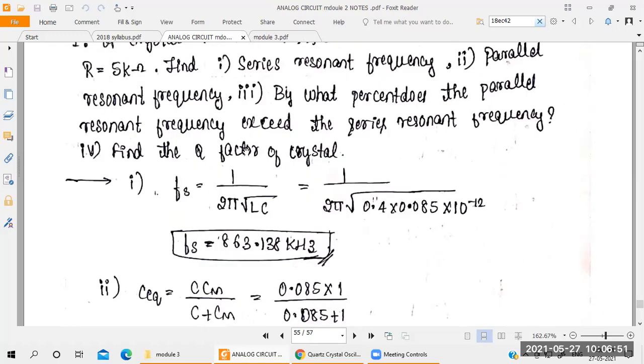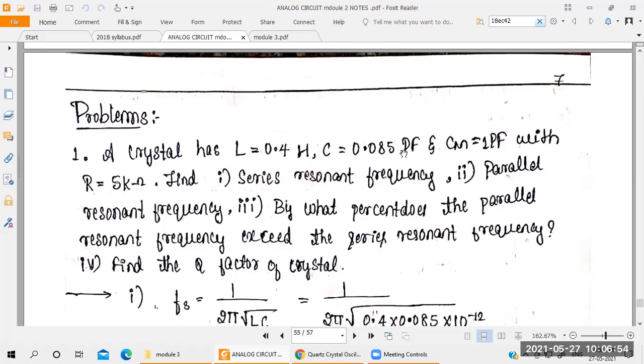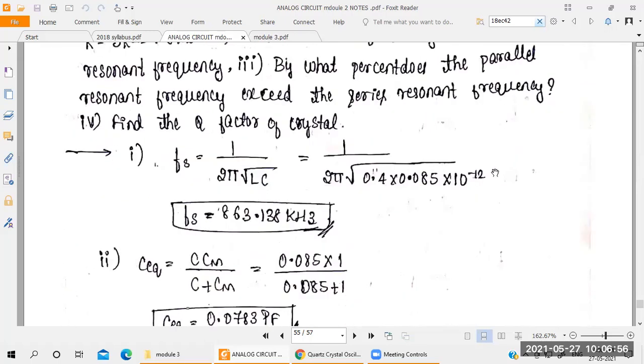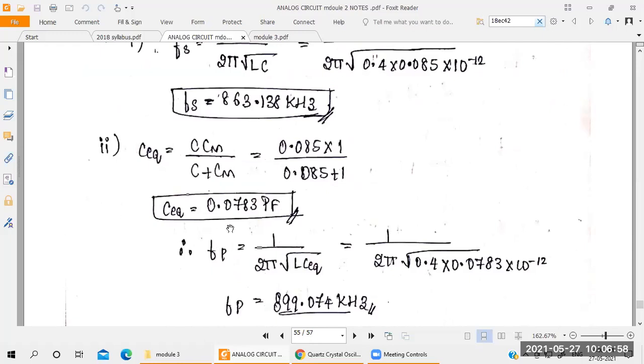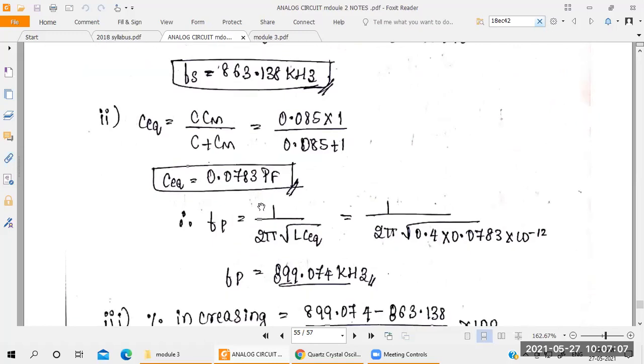We know the C value, right? How much? 0.085 picofarad. We know the CM value, that is 1 picofarad. Substitute here and simplify. You got C equivalent is 0.0783 picofarad. So next you take this value and substitute in the Fp formula. Then Fp is 899.074 kilohertz. This is the Fp value.